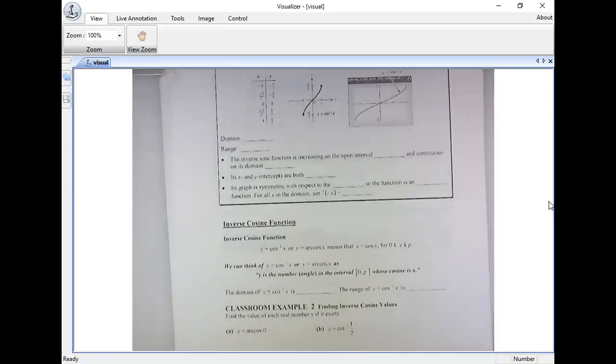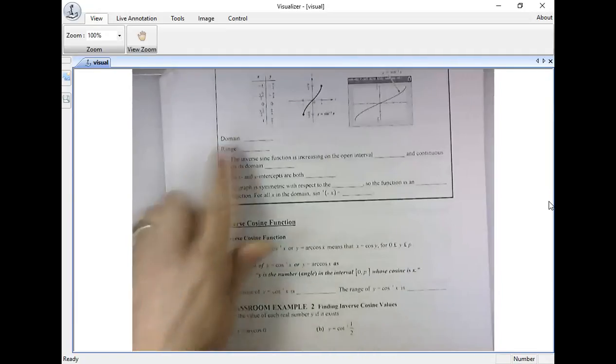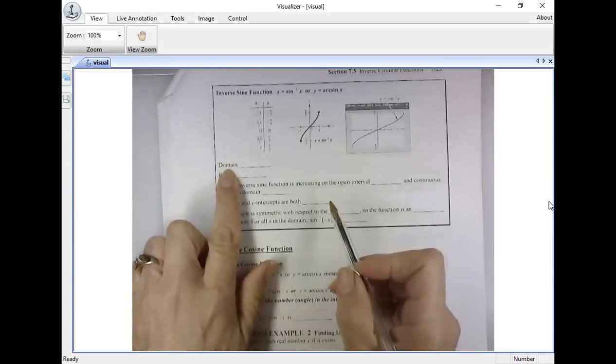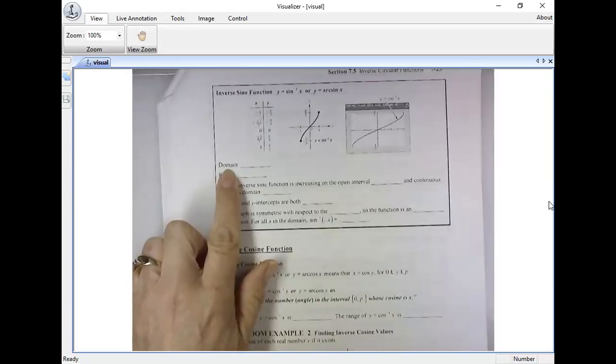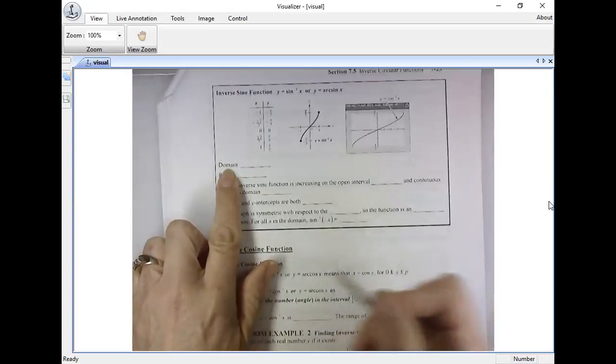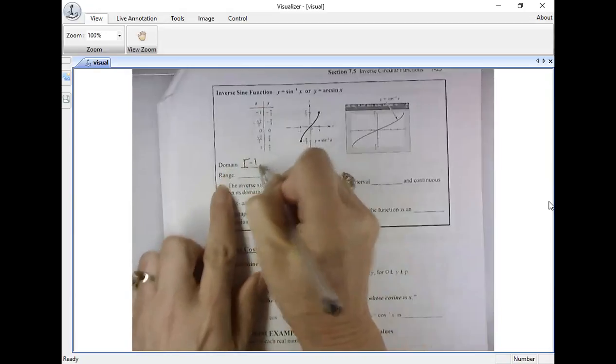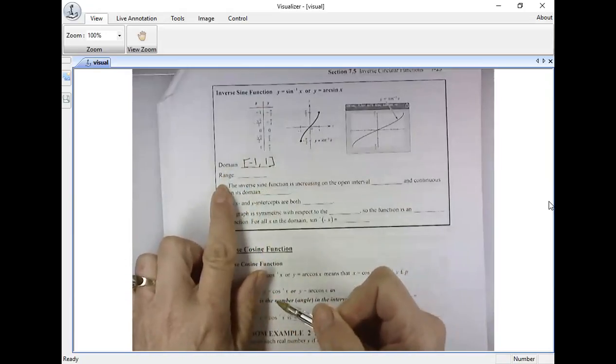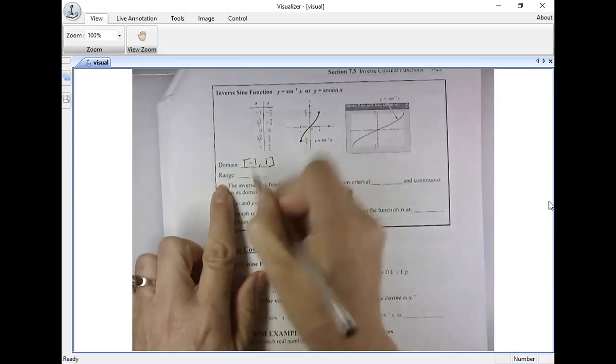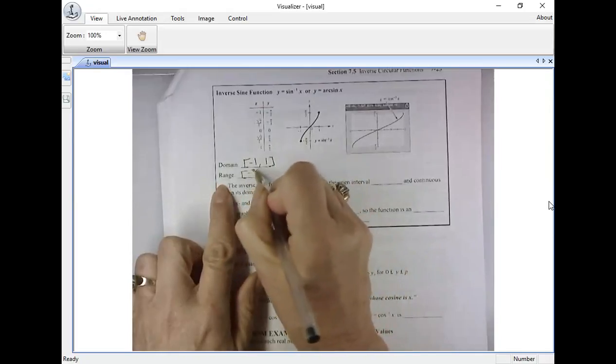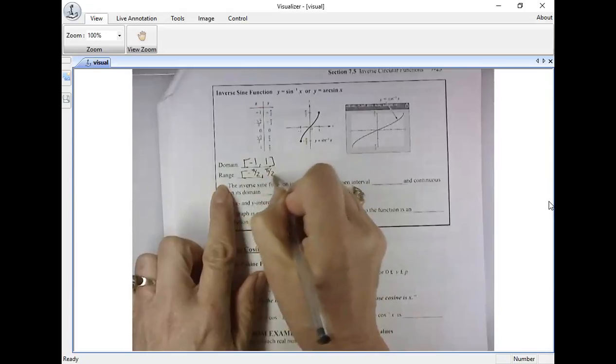But let's write down the key information that we know. Remember, inverse means we have switched x's and y's. So the domain on the original is now the range on the inverse and vice versa. So what would be the domain if we're talking about the inverse sine? That would be the ratios that come out of sine. It's got to be between what and what? Negative 1 and positive 1. What would be my range? Yes, we wrote it as negative pi over 2 to positive pi over 2.